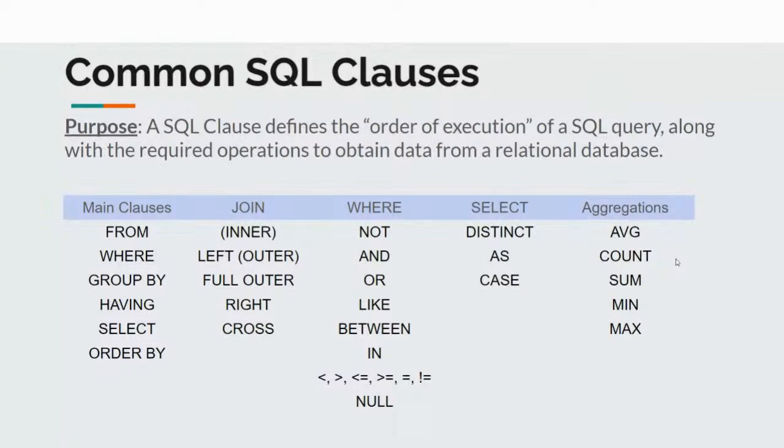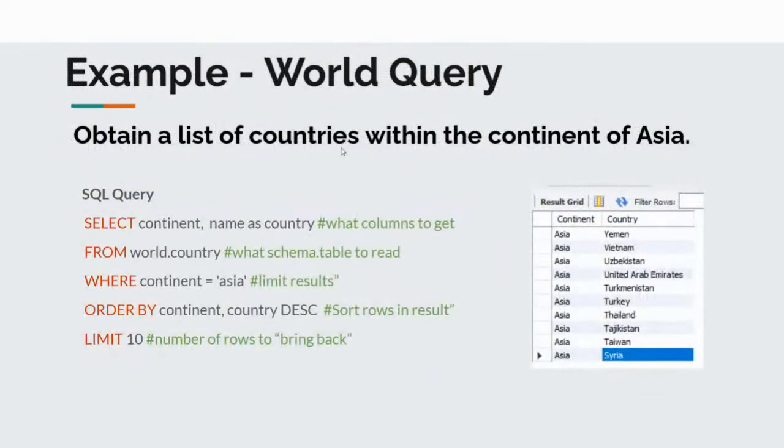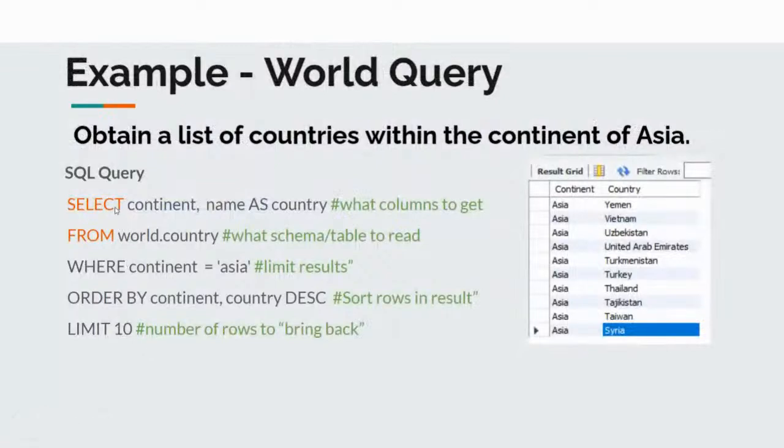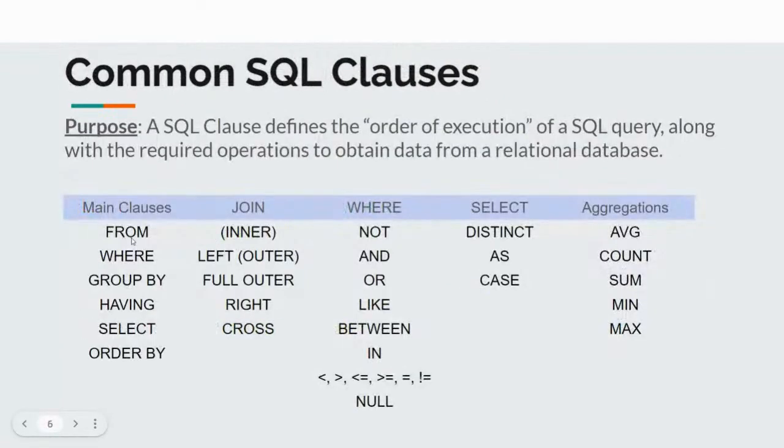So that is your, other than the one we did to set it up, that's how the SQL queries work in its most basic form. SQL clauses. A SQL clause defines the order of execution of a SQL query along with the required operations to obtain data from a relational database. So there is an order of execution for the SQL clauses. It looks at your main clauses like we had in that first one, and then the database decides what executes first and second.